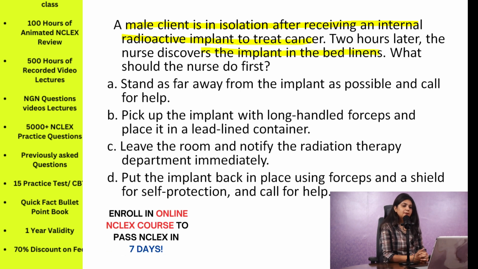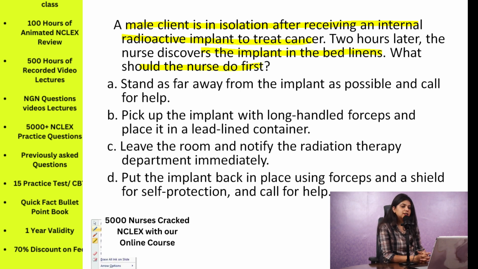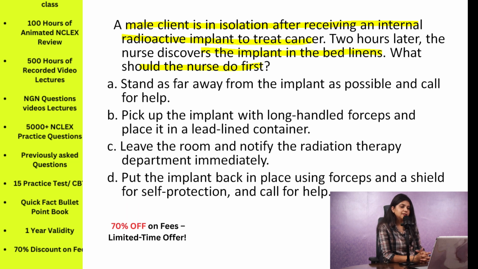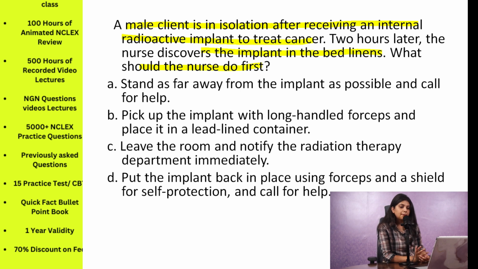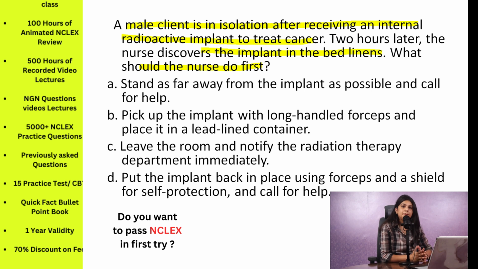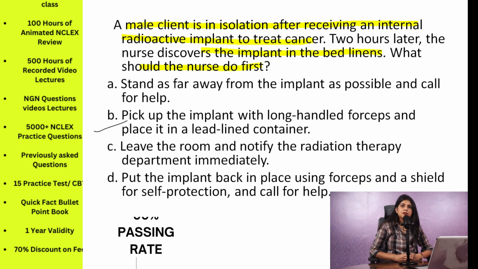A. Stand as far away from the implant as possible and call for help. B. Pick up the implant with a long-handled forceps and place it in a lead-lined container. C. Leave the room and notify the radiation therapy department immediately. D. Put the implant back in place using forceps and a shield for self-protection and call for help. Answer: B. Pick up the implant with long-handled forceps and place it in a lead-lined container.